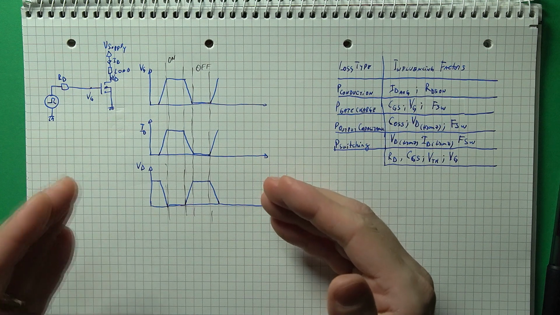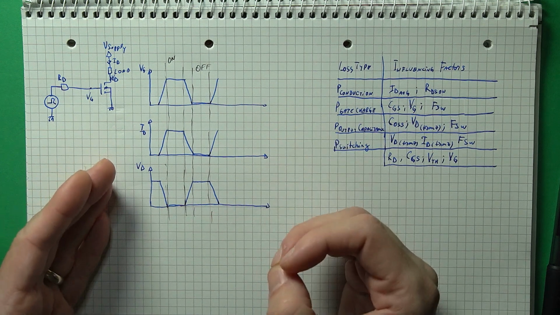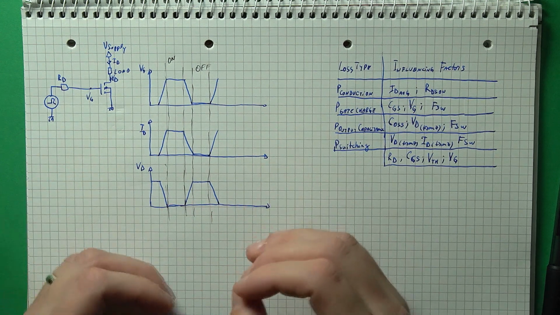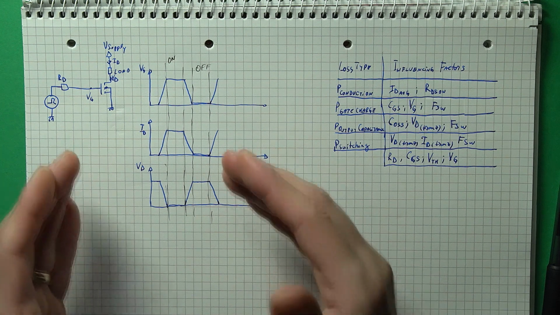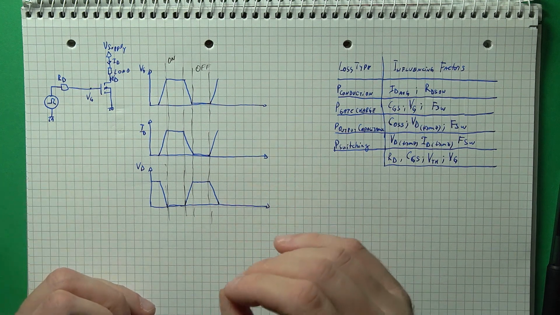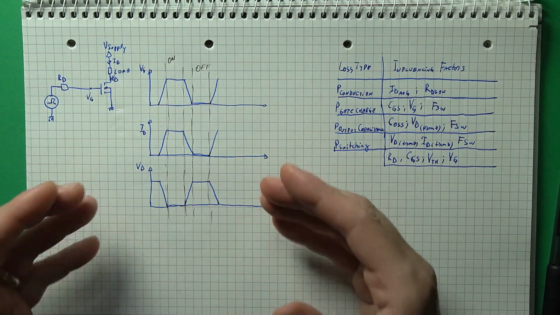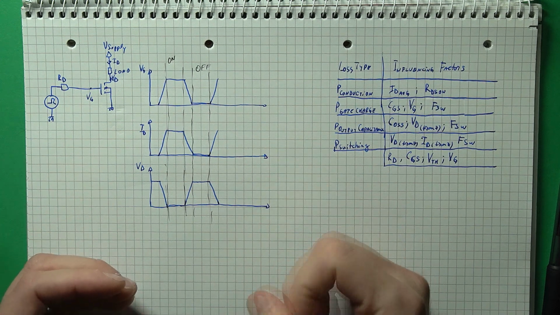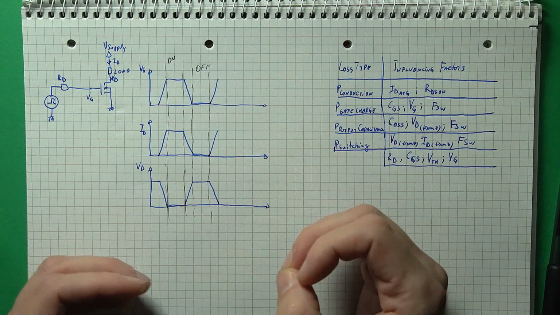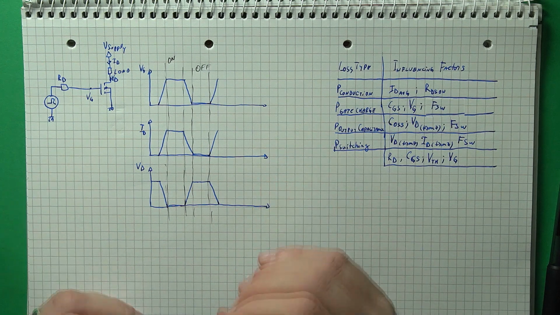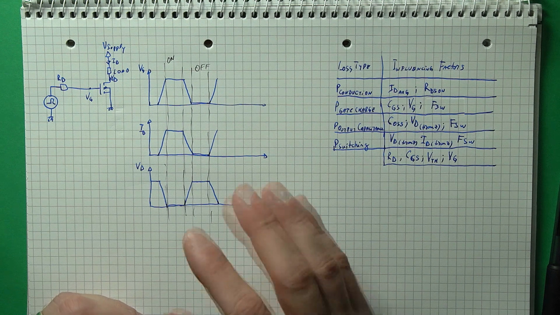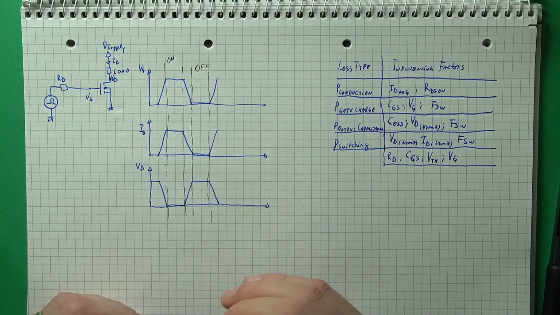It appears both at turn on and turn off, and it can only be prevented if you achieve both ZVS, zero voltage switching, and ZCS, so zero current switching. Only if there is no voltage on the transistor and no current passing through it at the moment of transition can this loss be prevented. So it's not that easy to get rid of this.